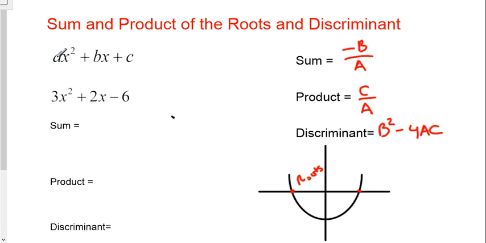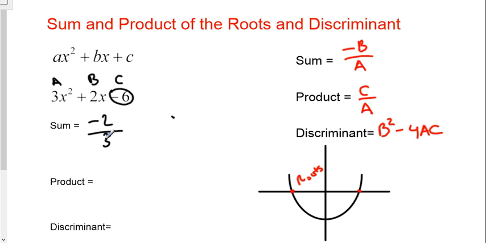Well, all you have to do is make your equation look like this: ax squared plus bx plus c. In that case, a has to be 3, b has to be 2, and c has to be negative 6. Make sure you include that negative sign with it, so it's negative 6. All right? And all you have to do then is just plug in the numbers. So it's negative b, so negative of 2, which would make it negative 2, divided by a, which is 3. So my answer is negative 2/3.